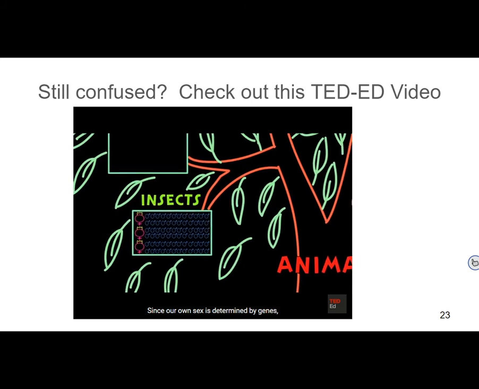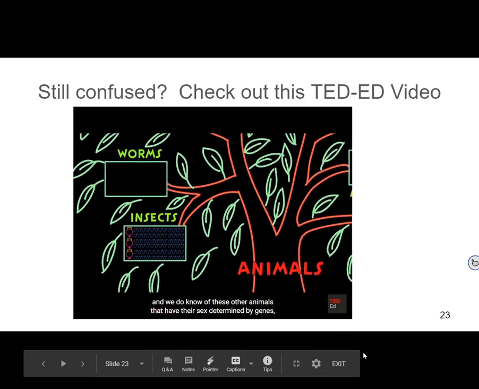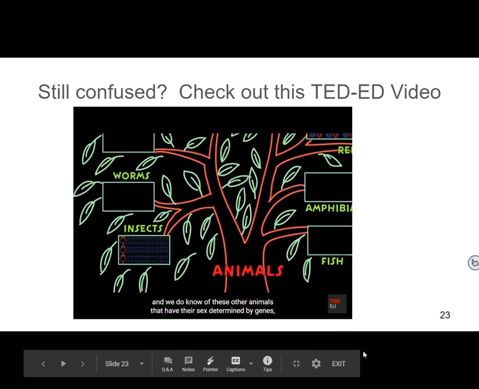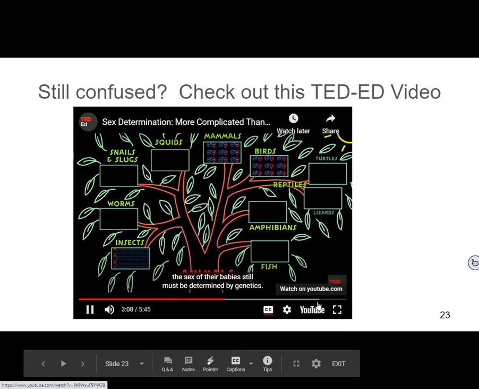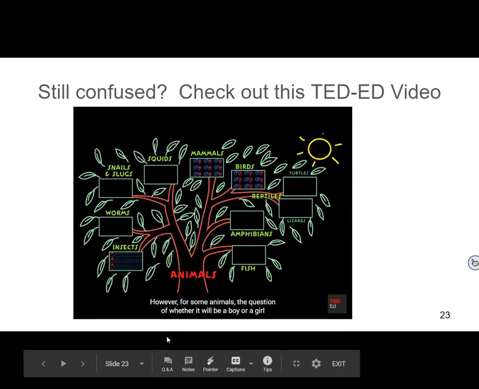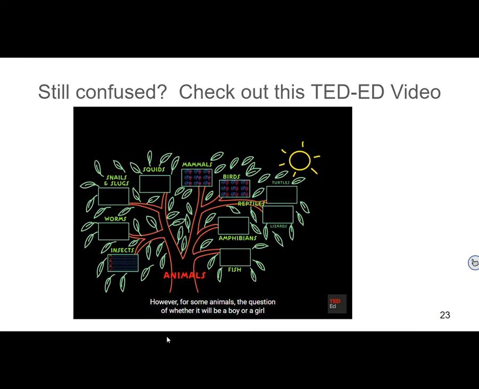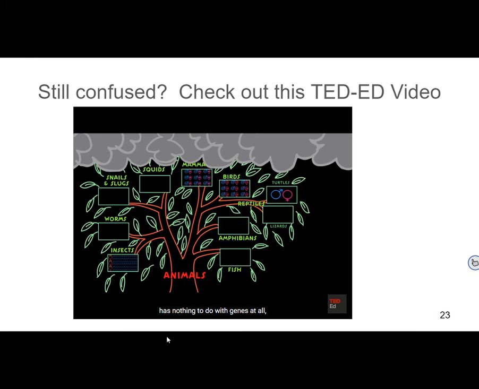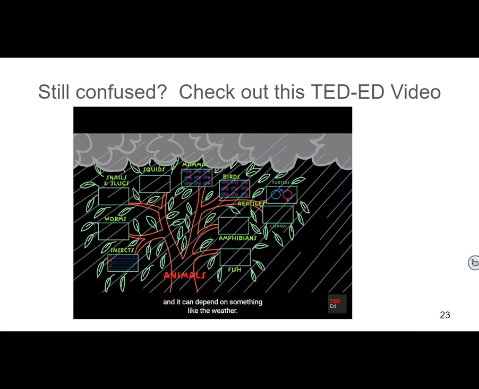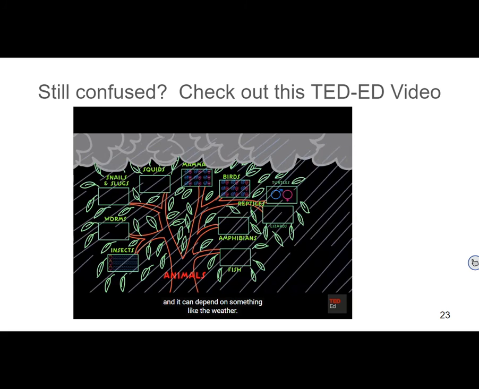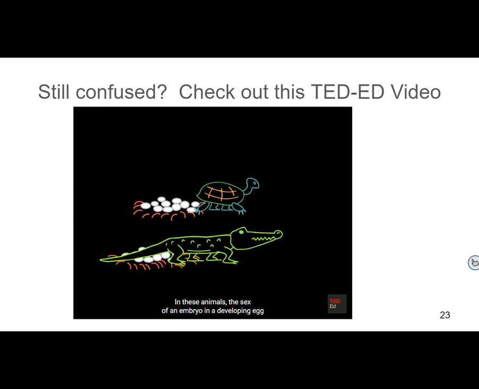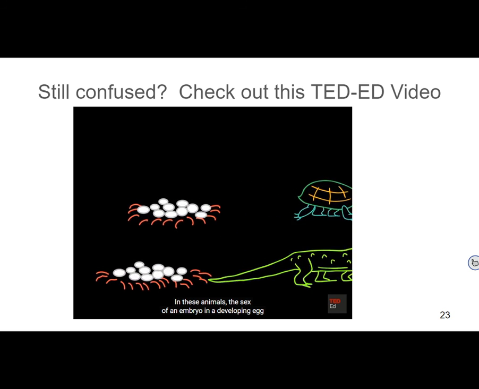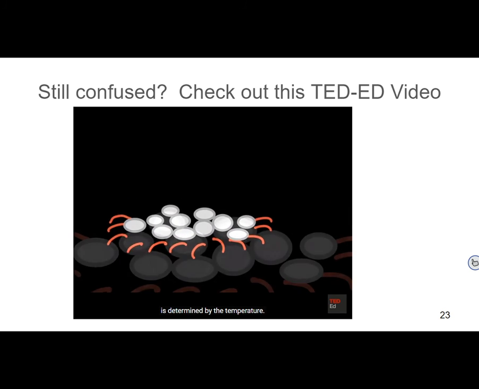Since our own sex is determined by genes, and we do know of these other animals that have their sex determined by genes, it's easy to assume that for all animals, the sex of their babies still must be determined by genetics. However, for some animals, the question of whether it will be a boy or a girl has nothing to do with genes at all, and it can depend on something like the weather. These are animals like alligators and most turtles. In these animals, the sex of an embryo in a developing egg is determined by the temperature.